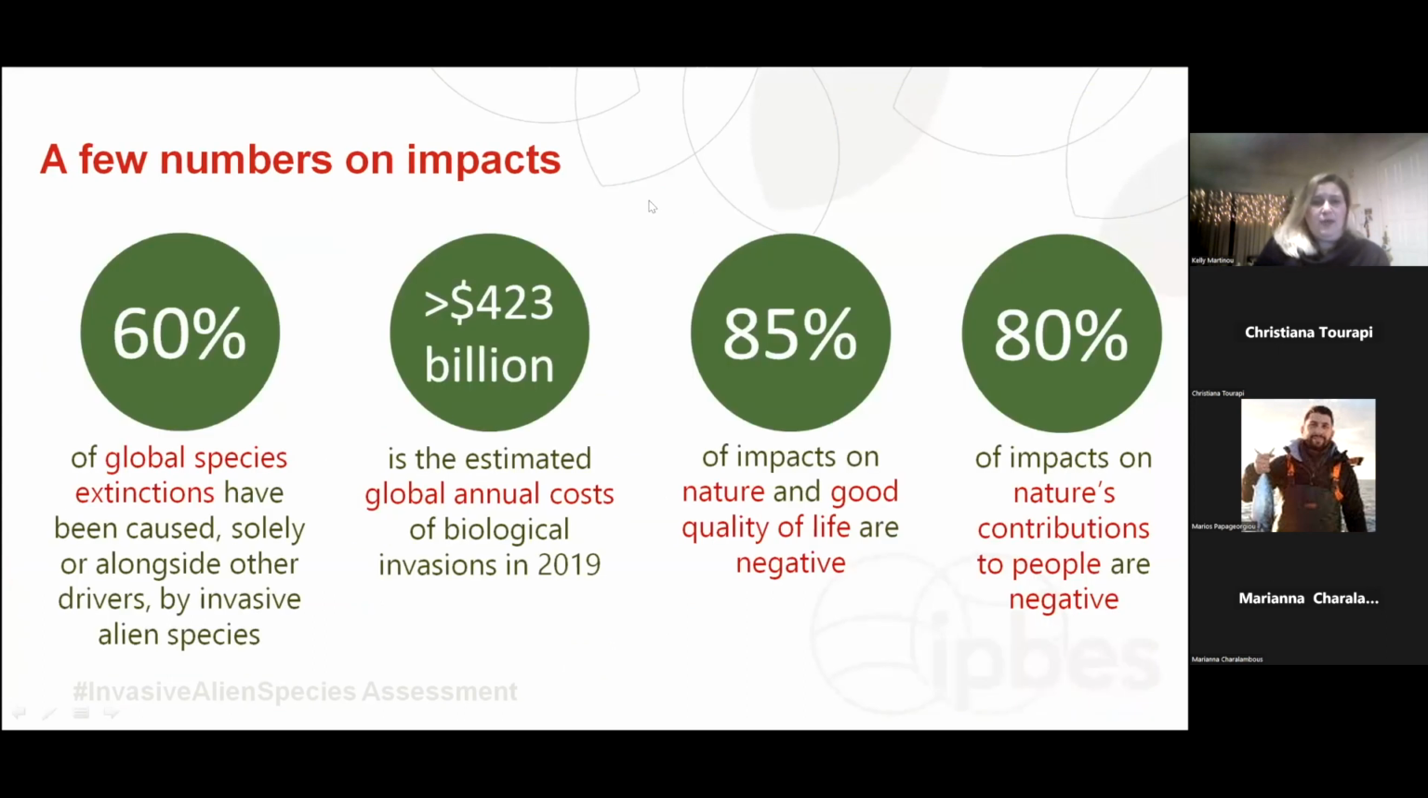And just a few numbers now on the impacts. Invasive alien species are globally responsible for 60% of extinctions. And this is also true for island environments and mostly for island environments, in combination with other factors or alone. So they can drive extinctions by themselves, but also in combination with other drivers of change, such as climate change or land and sea change. And they cost $423 billion per year, according to an estimate that was done in 2019. And also negative impacts are recorded for nature, but also quality of life and nature's contributions to people.